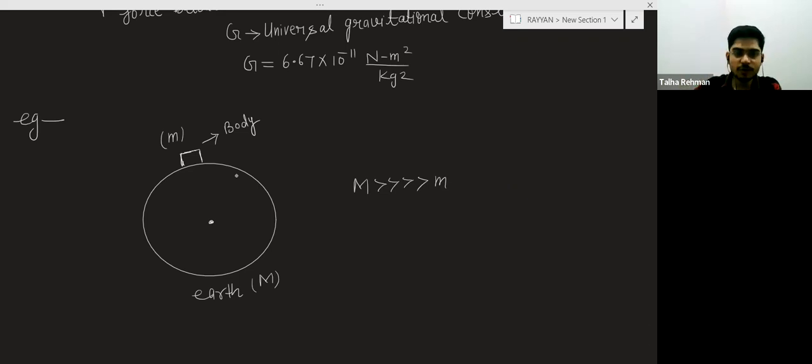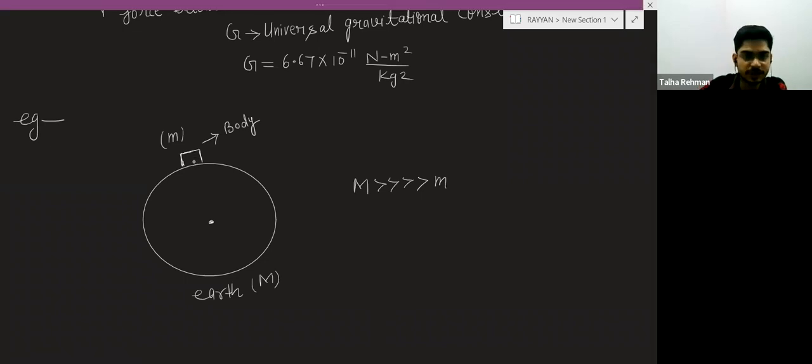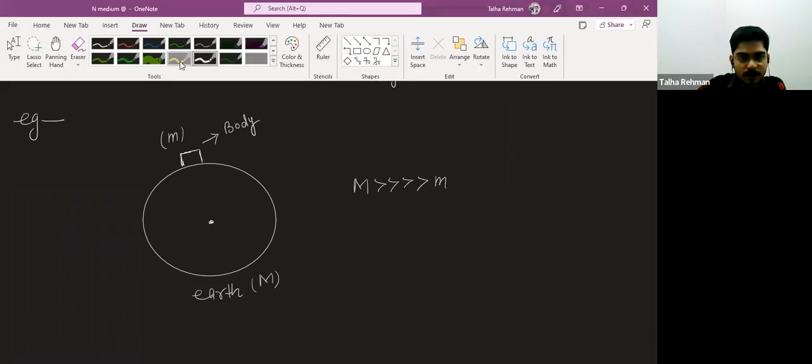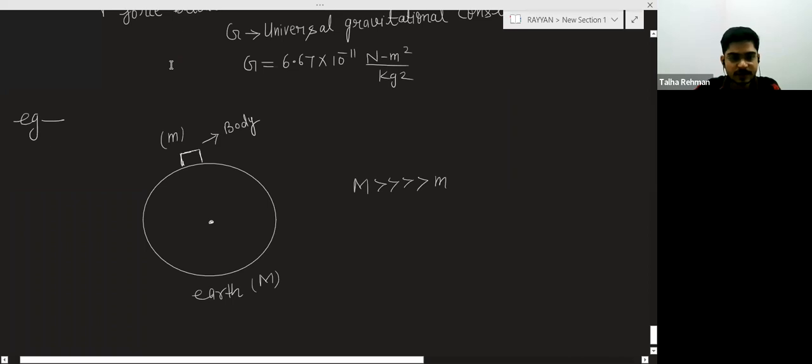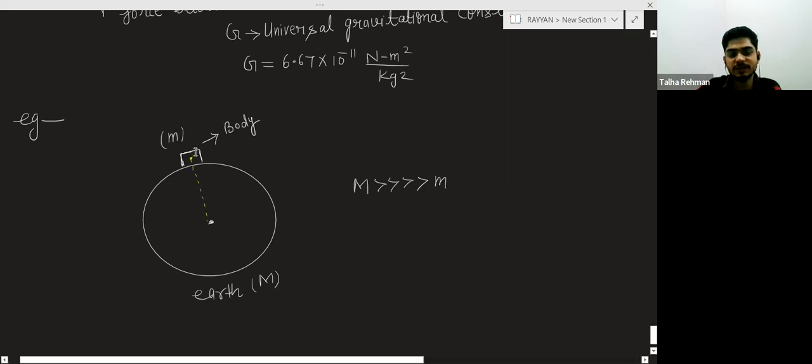Now, how will Newton's law of gravitation work here? See here. This is the center of the Earth, and this is the body. This body is very small as compared to the size of the Earth. So this is the line joining the center of the Earth and this body.